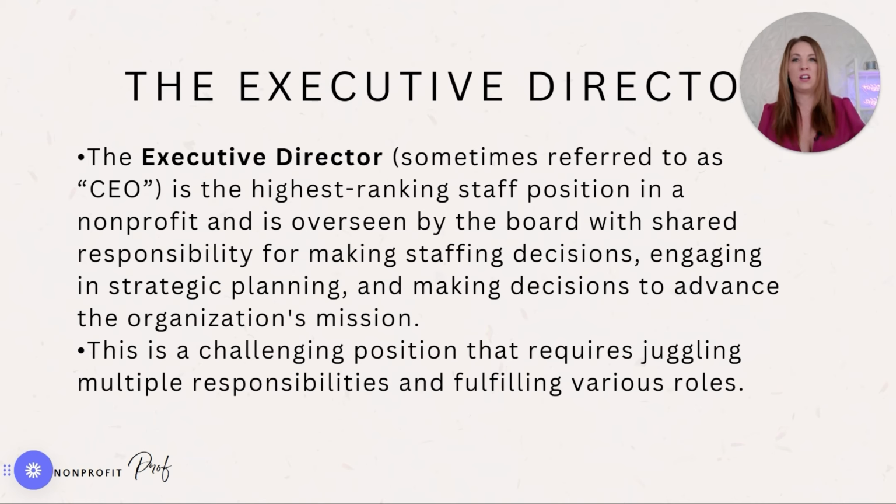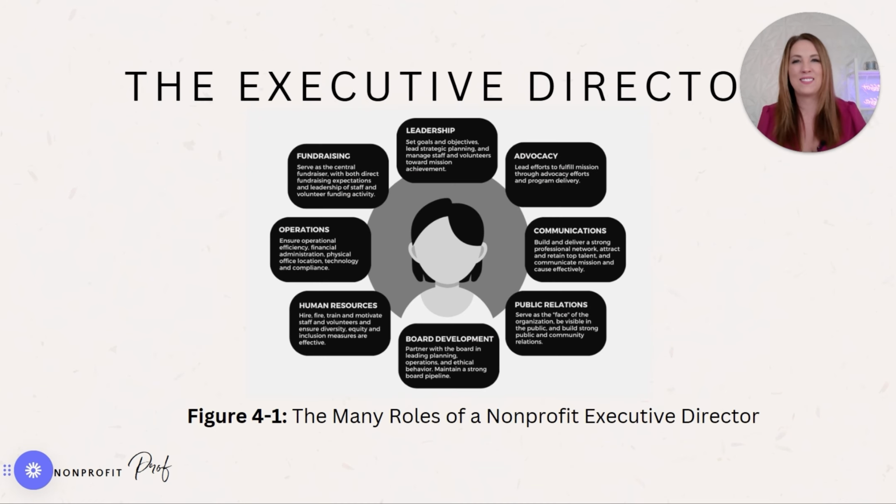Now, an executive director has a boss. They're overseen by the board of directors. This is similar to how for-profit companies work. And it's the executive director's responsibility to make those staffing decisions, to do strategic planning. Really difficult job. It requires balancing multiple responsibilities and fulfilling various roles. To demonstrate the difficulty of the executive director position, I put together this graphic to show you the many roles of a nonprofit executive director in most, but not all, organizations.